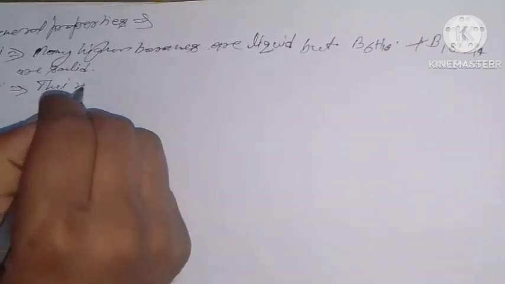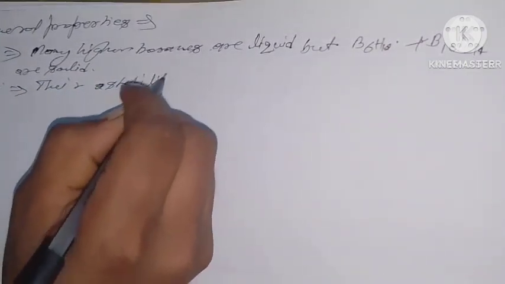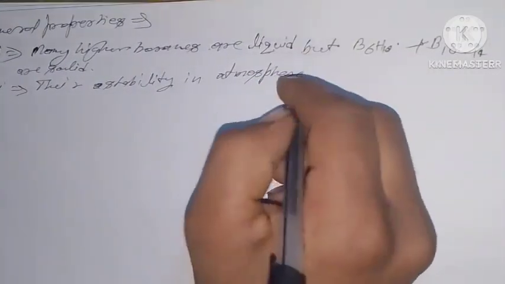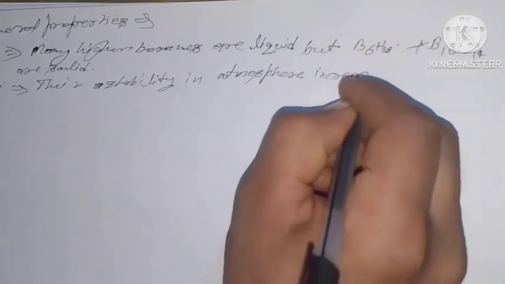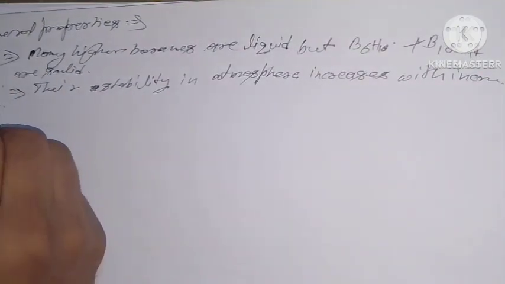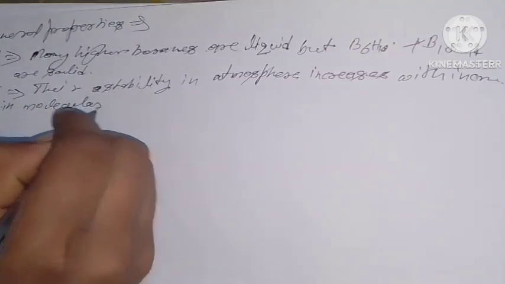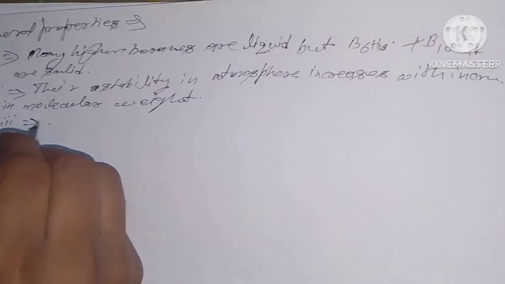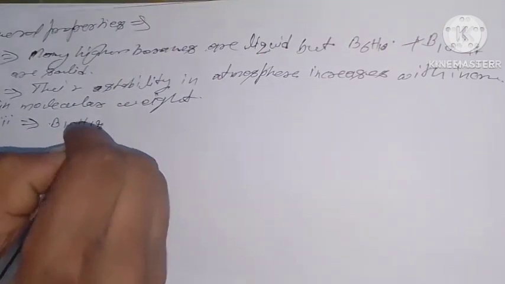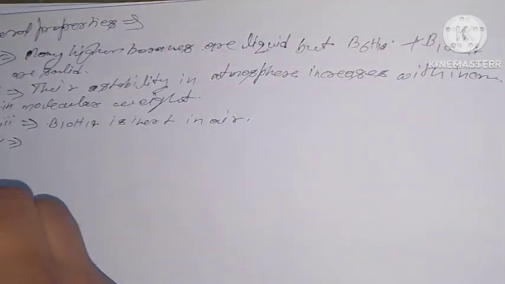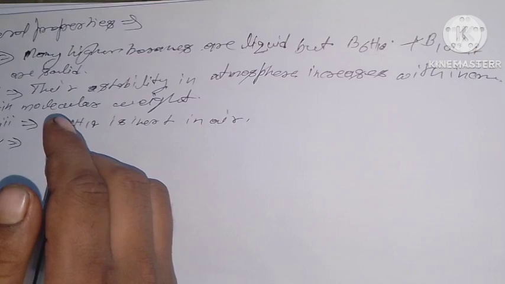Okay. Their stability in atmosphere increases with increase in molecular weight. Okay. Third point. B10H14 is inert in air. Fourth point. B4H10 and B5H11 react rapidly with water, while B5H9, B6H10 and B10H14 are slowly hydrolyzed.